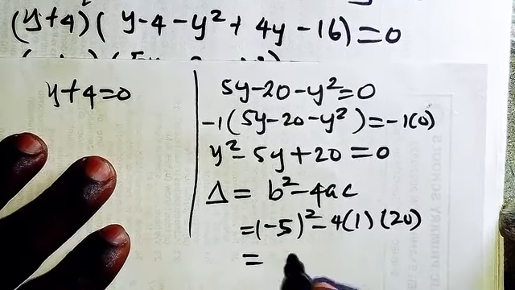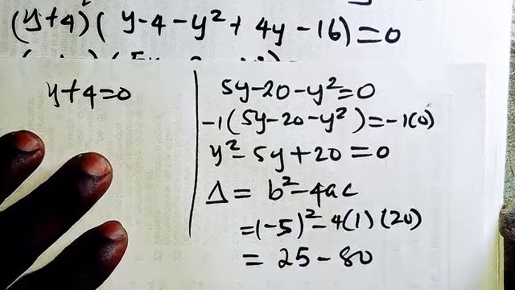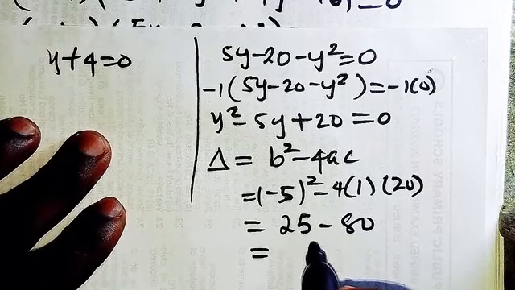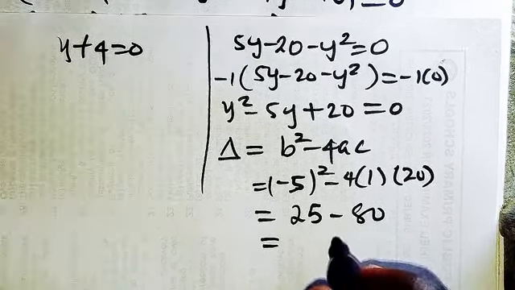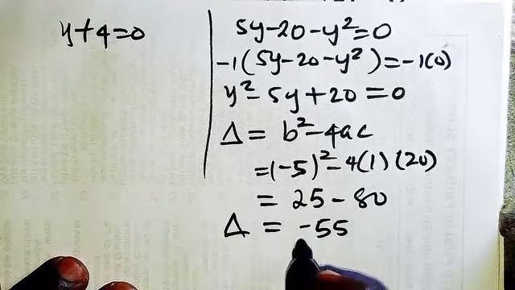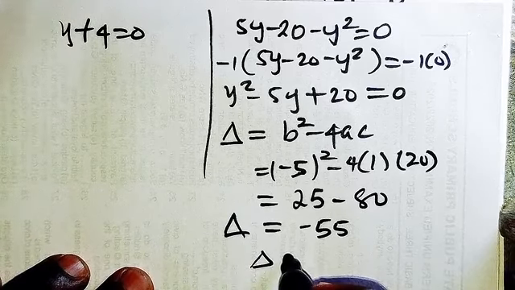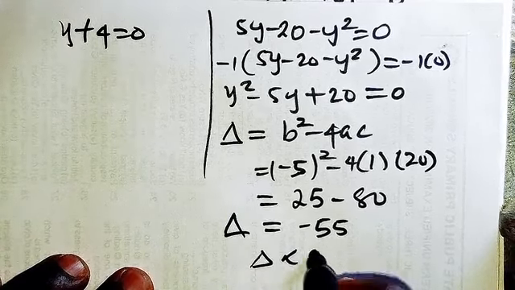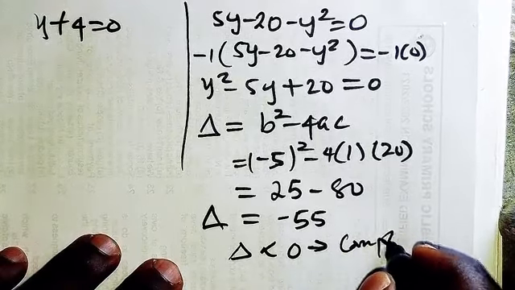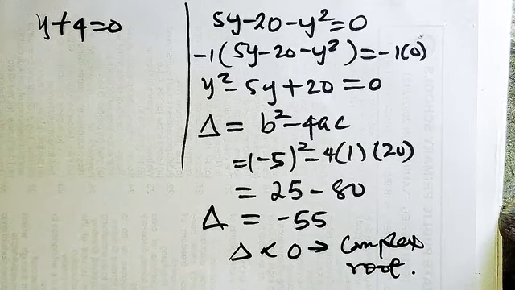So from there we're going to be having 25 minus 4 times this, we're going to have minus 80. So our discriminant is to be what? 25 minus 80 gives me minus 55. So therefore it shows that the discriminant is negative. When the discriminant is negative, is less than 0, it shows that we are going to have complex roots.